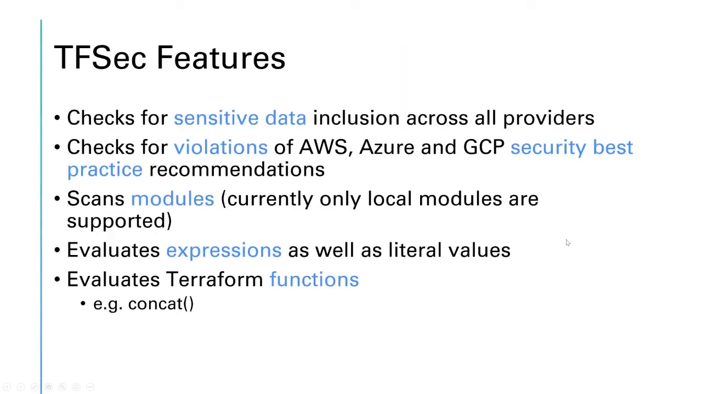So what do we get out of TFSec? Well, similarly to the other tool, we have checks for sensitive data. We have violations and security best practice recommendations. One nice thing about TFSec is that it scans modules, right? Now, it only targets what's local and not, say, if you're referencing a module from the Terraform registry, for example. But scanning modules is nice because that's a better way to build our Terraform code, so that they're like Lego blocks, and we're just calling the one block when we need it and not have one giant Terraform template to debug and troubleshoot. Now, it also evaluates expressions.